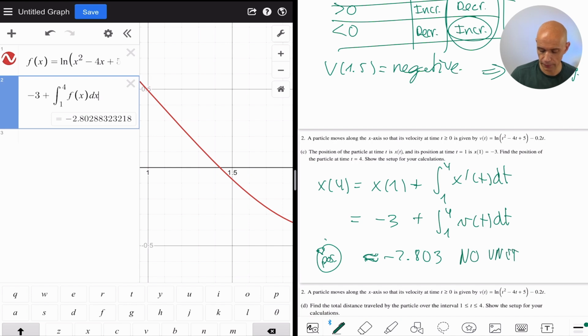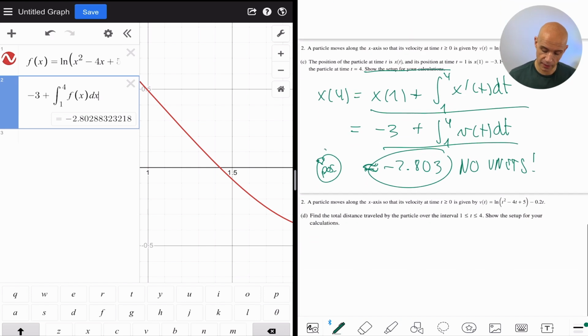So that was it. And always set up your calculation. So don't just say this, because then you're going to get half of the points off. You have to show the setup of your calculation, okay? And then finally, we have the distance.